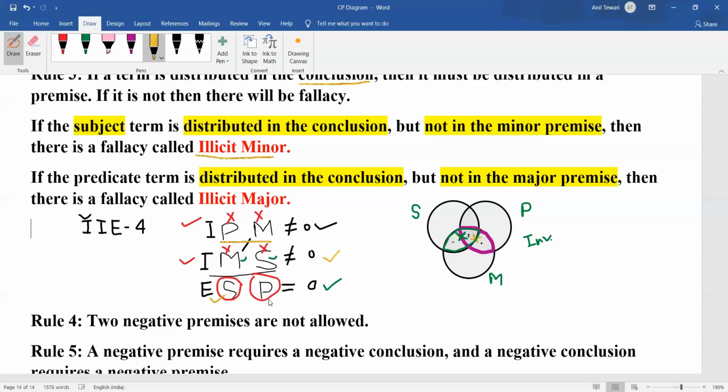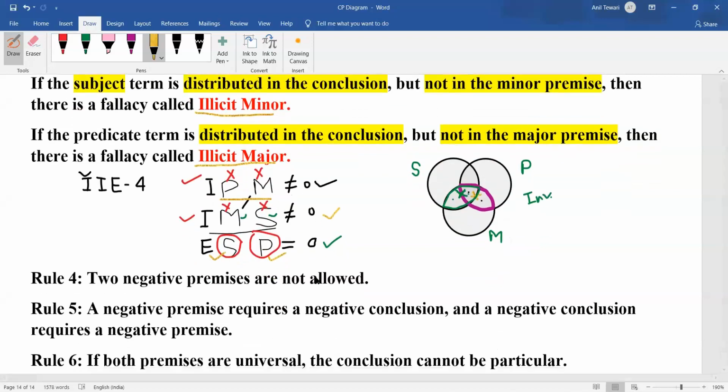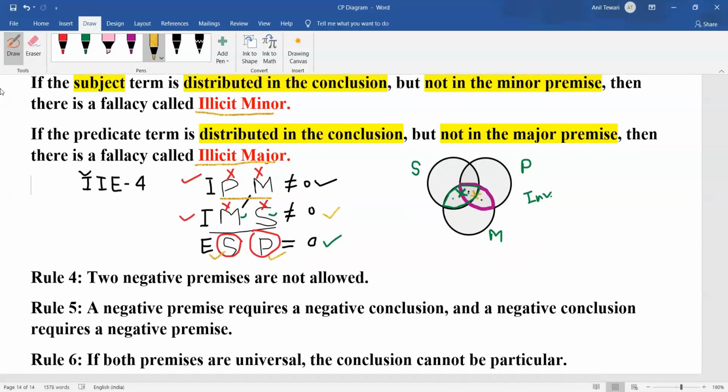Similarly, it has fallacy of illicit major also, because major term is distributed in the conclusion, but not in the major premise. It has also the fallacy of undistributed middle term, जो second rule अभी आपने देखा. Middle term is not distributed anytime. Here it is undistributed in major and minor. Both the cases, middle term is not distributed. So this particular argument has got 3 fallacies.